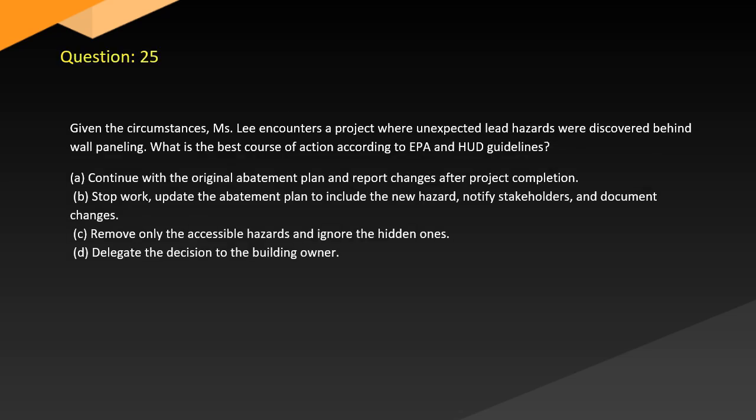Question 25. Given the circumstances, Lee encounters a project where unexpected lead hazards were discovered behind wall paneling. What is the best course of action according to EPA and HUD guidelines? A. Continue with the original abatement plan and report changes after project completion. B. Stop work, update the abatement plan to include the new hazard, notify stakeholders and document changes. C. Remove only the accessible hazards and ignore the hidden ones. D. Delegate the decision to the building owner.